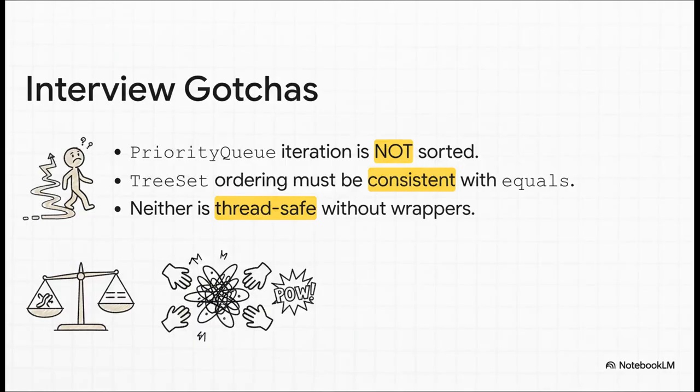And hey, if you really want to impress them, drop these gotchas. The number one mistake people make, thinking you can just loop over a PriorityQueue and get sorted elements. You can't. That's a huge one. Also, for a TreeSet, its sorting logic needs to agree with its equals method, or you're going to have a bad time. And finally, a good pro tip, neither of these are thread-safe out of the box. You'd need to wrap them for concurrent use.